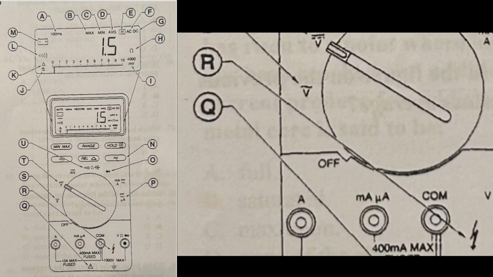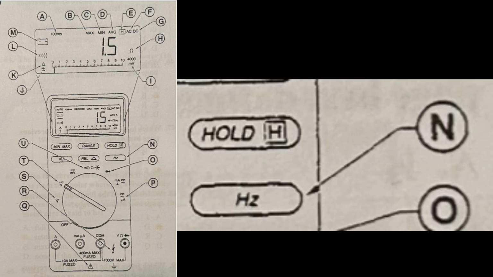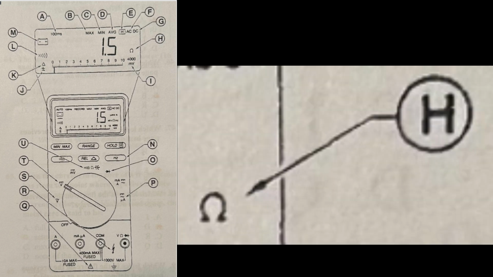R for danger. Which letter for hertz? N for hertz. Which letter for ohms? H for ohms.